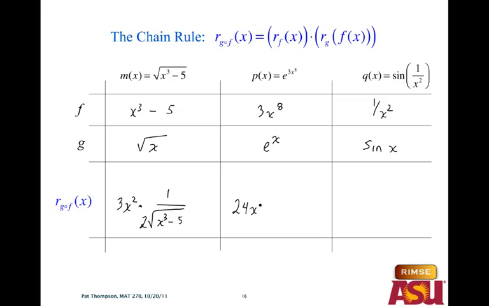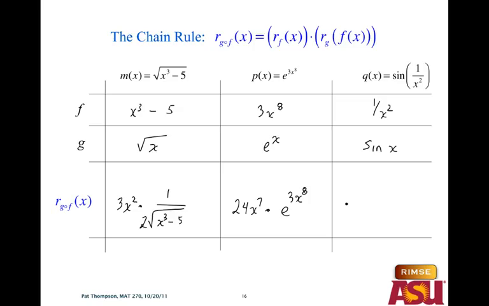(24x to the 7th). That's a good start. So we got the rate of change of the interior function times the rate of change of the exterior with respect to the interior, meaning leave the interior function as it is. This is one of the biggest, most common mistakes that students make. They do e to the 24x to the 7th. When you do the rate of change of the exterior function, you leave the interior one as it is. In this case, e to the 3x to the 8.